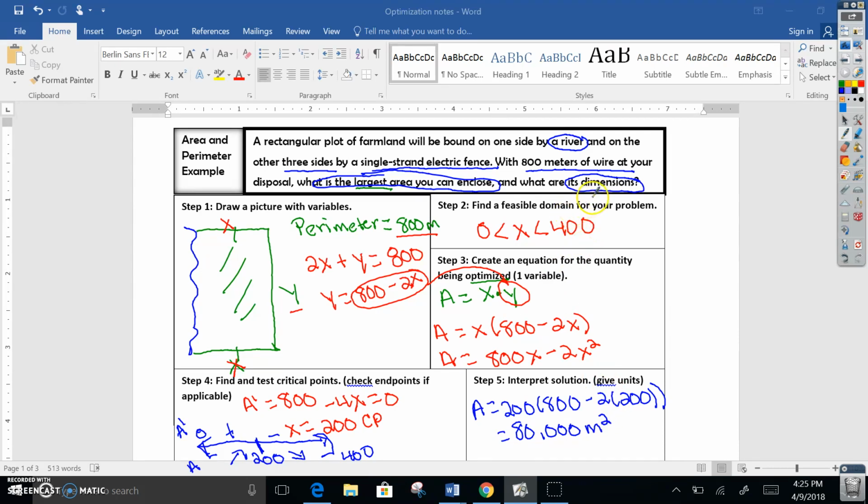And the last piece of the puzzle is the dimensions. So I already have one. X is going to be 200. When x is 200, y is going to be 800 minus 2 times 200, which of course gives us 400. So that means the dimensions are going to be, I'll just put D for dimensions, 200 meters by 400 meters. And that's the problem. All right. Hope it made sense. Let me know if you have questions.